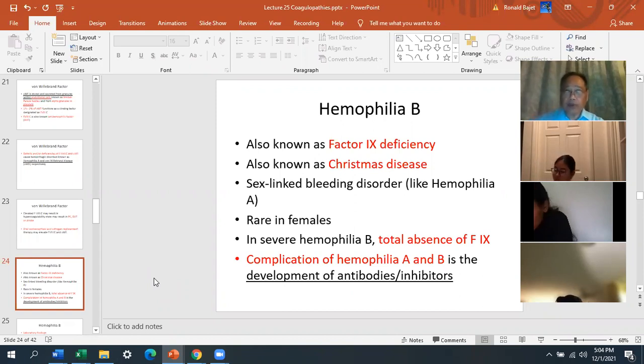One complication of hemophilia A and hemophilia B is the development of antibodies and inhibitors. The problem with these antibodies is that they could be autoantibodies. Okay, so some autoantibodies can also, as I'll talk about later on in this lecture, attack your platelets, where you can have a low platelet count.